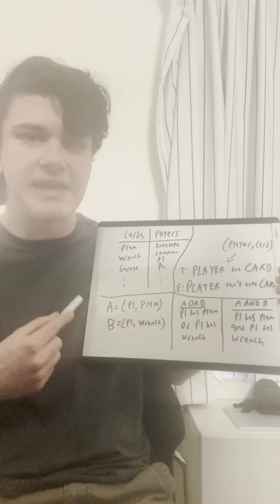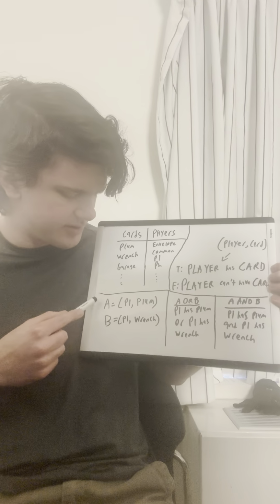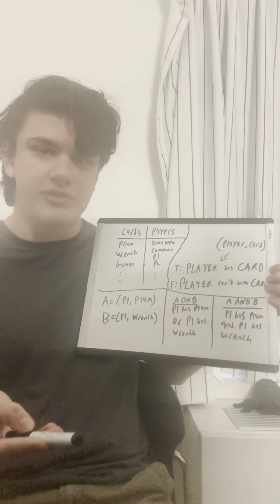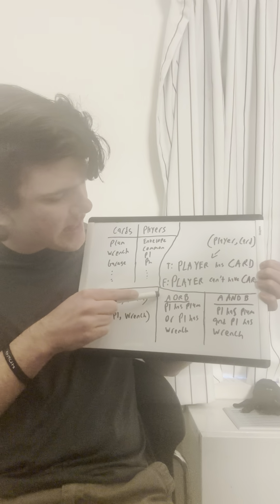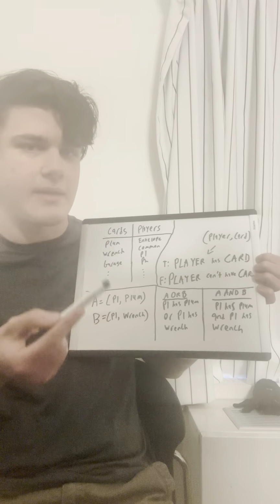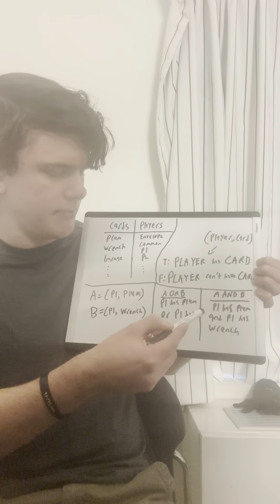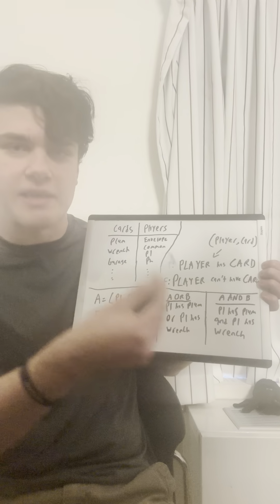Then we can assign labels to these tuples. Here I just use the symbol A and B. Now let's think of combinations of these symbols. So something like A or B. What does that mean? That means P1 has plum or P1 has wrench.